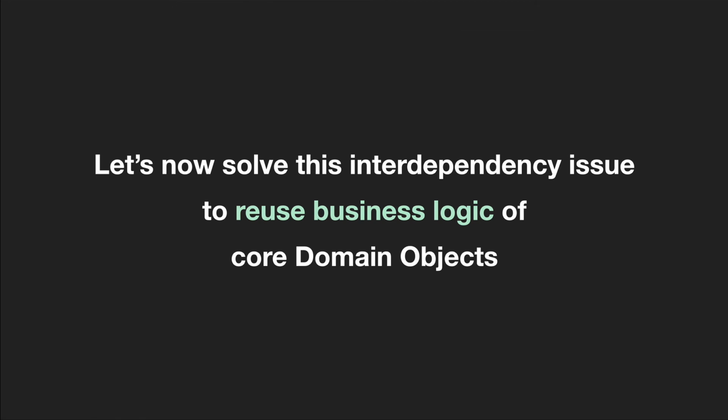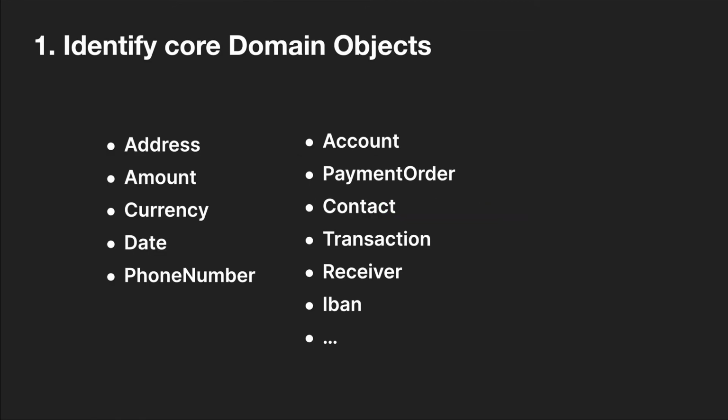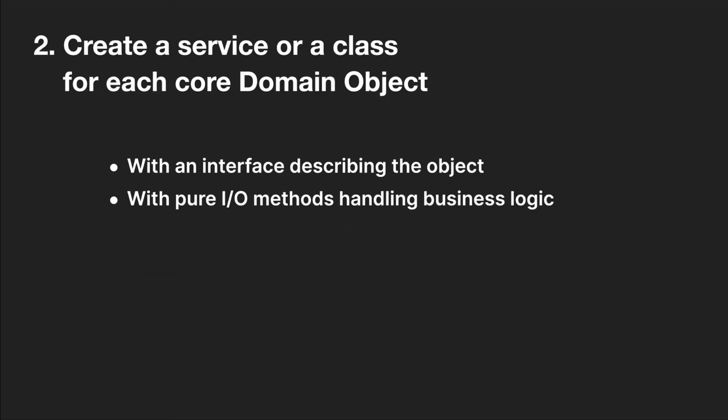Now let's try to solve interdependencies. First, we need to identify core domain objects. These are address, amount, currency, date, phone number, and many others. The second step is to create a service or a class for each core domain object. We need to ensure that this service or class has an interface that describes the object and obviously has some I/O methods that handle business logic.